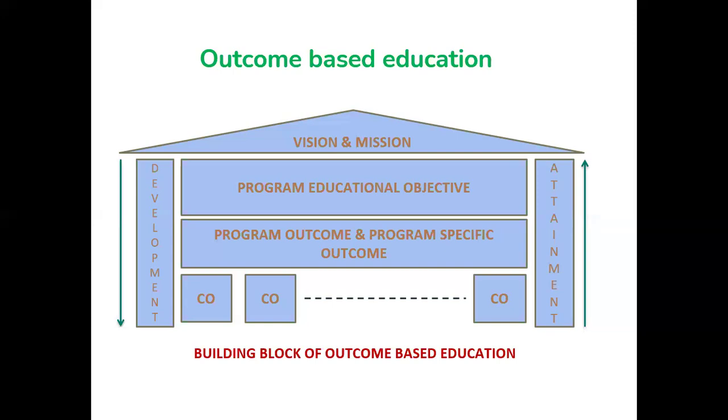It should start from the top, vision and mission. Every institution has a vision and mission. Then from vision and mission, we will design the program education objectives, then the program outcomes, program specific outcomes, and finally the CEOs. Okay. And for attainment calculation, we'll start from the bottom. So first of all, we'll be calculating the attainment of CEOs, then the POs and PSOs. It will go like that. Okay.